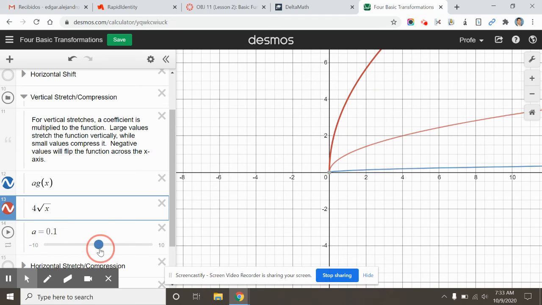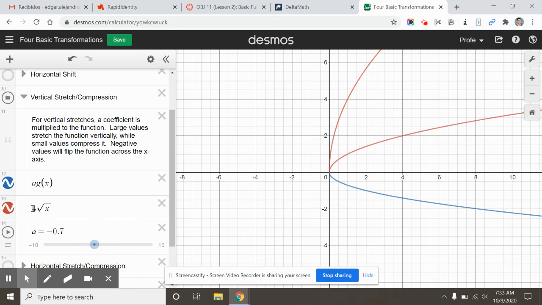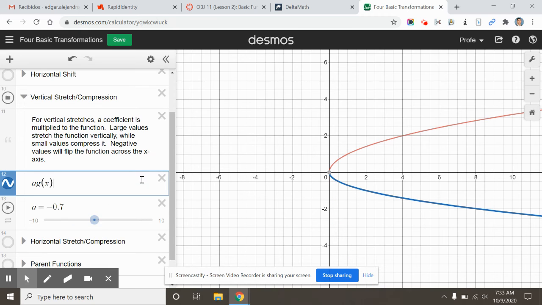And then check it out. If I happen to have a negative value multiplied to the whole function, then that would flip me across the x-axis. You'll notice if I make this negative 4 square root of x, it has now been reflected across the x-axis. So that is the a value, the vertical stretch.